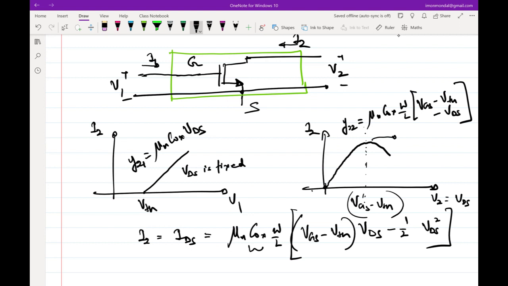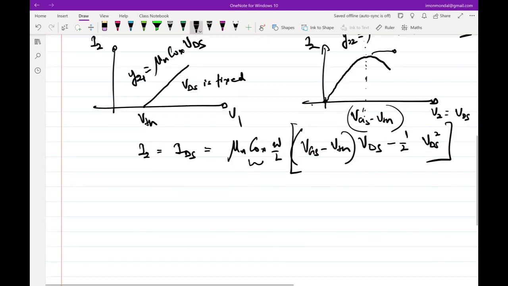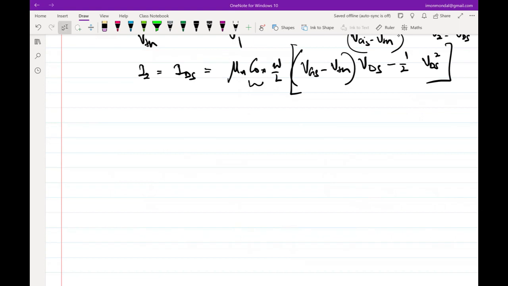Now this is where we stopped in the previous class. Now the question is, what happens if I keep on increasing VDS beyond VGS minus VTH? So this curve clearly tells you that the current should drop. That's what this model says. But as it turns out, it doesn't do that. And the reason for that is as follows.